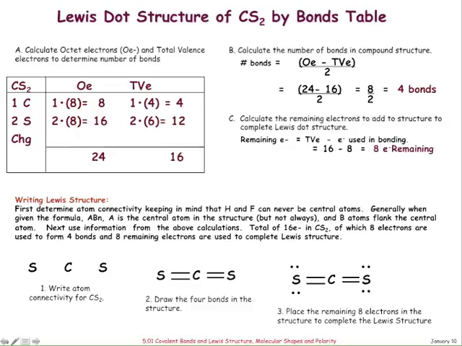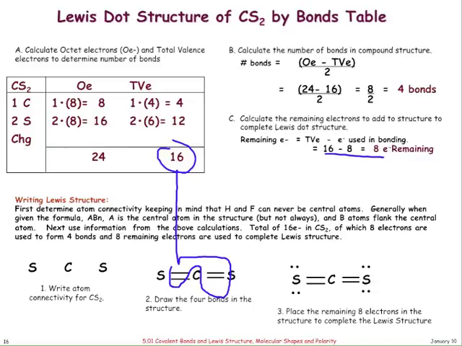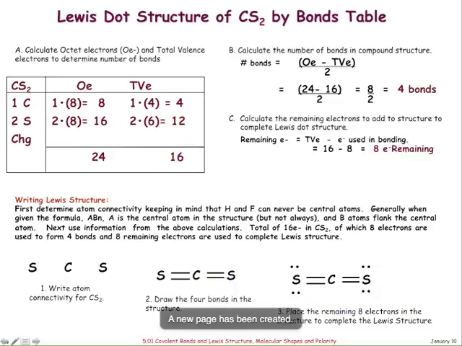If you take the total valence electrons right here and you subtract the 4 bonds, which represent 8 electrons, from that, you get 8 electrons remaining. So what you have is this as your Lewis structure, just like I showed you in the example. So this is a clever way of coming up with the Lewis structure through a bond table. Let's take a look at another example.